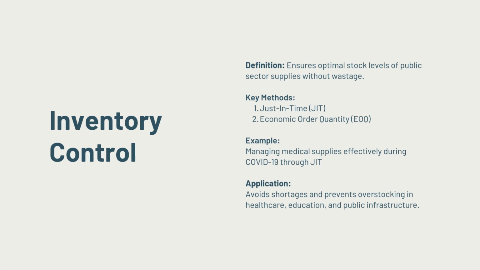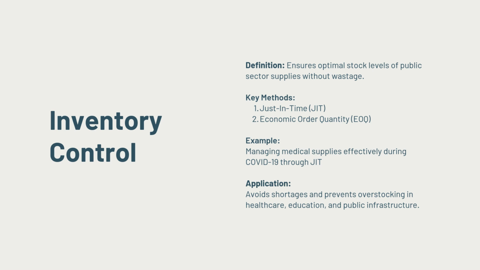Let's imagine a government department managing medical supplies for public hospitals. At the beginning of the year, they project the expected usage of personal protective equipment or PPE, vaccines, and other critical medical items. However, halfway through the year, there is an unexpected health crisis, and that increases the demand for these supplies. By using just in time inventory control, the department can order supplies in smaller, more frequent quantities, aligning deliveries with real time demand to avoid overstocking.